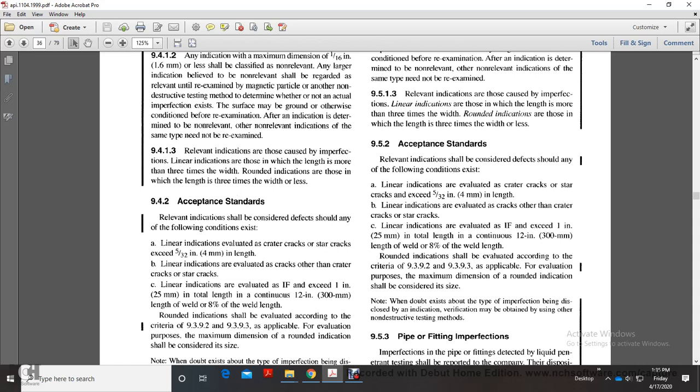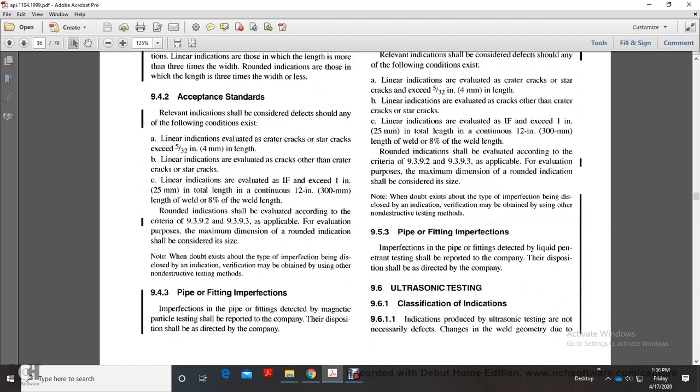Linear indications evaluated as crater cracks or star cracks exceeding 5/32 of an inch, and linear indications evaluated as cracks other than crater cracks and star cracks. Linear indications evaluated as incomplete fusion exceeding 1 inch in total length in a continuous 12-inch length, or 8% of the weld length. Round indications should be evaluated in accordance with the criteria in 9.3.9.2 and 9.3.9.3. As applicable for evaluation purposes, the maximum dimension of a round indication should be considered its size.